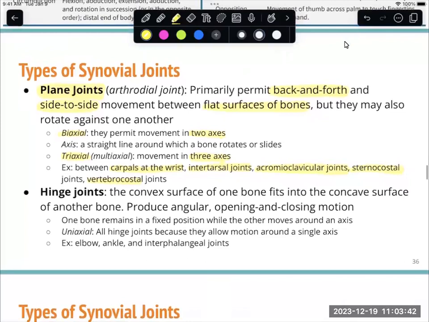A hinge joint, your elbow is a really good example. So is your ankle. They allow movement in one direction. You can bend and straighten your arm. That's about it. So the way the bones fit on top of each other, they allow this angular opening and closing type of motion.